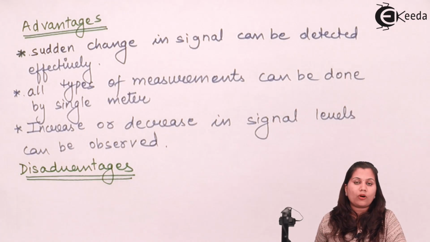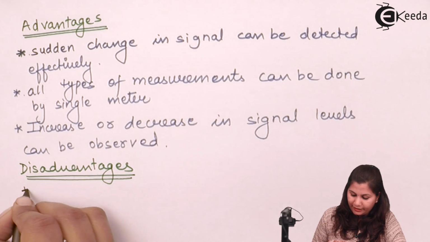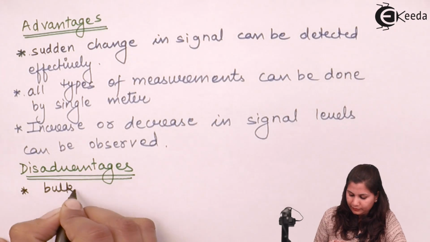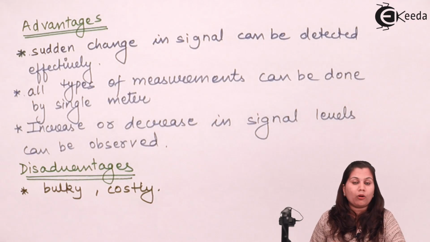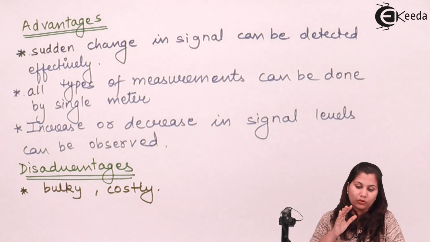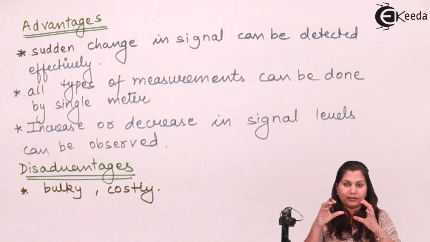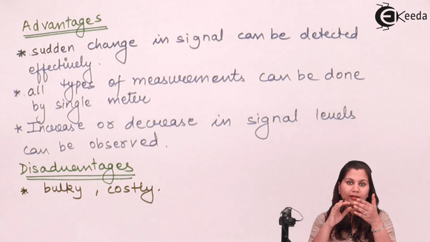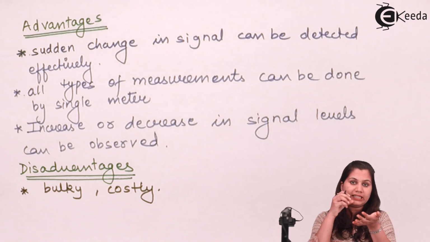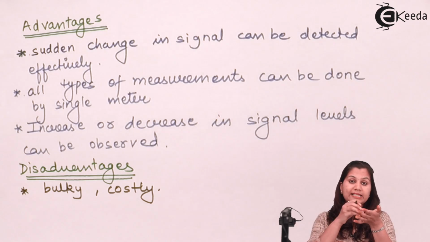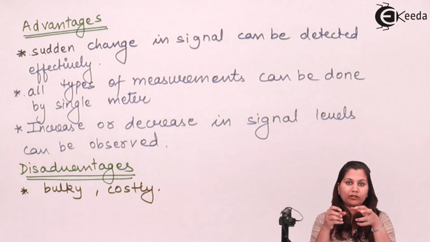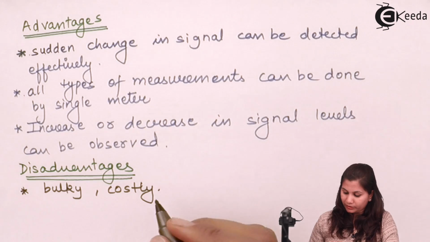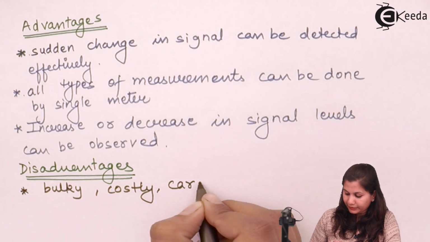The disadvantages of analog multimeters are that they are very bulky. Also, they are costly. Also, care has to be taken, because the pointer and scale are kept behind a mirror, so that the observer can easily read the scale through that mirror. So we have to handle it carefully, because if the mirror is damaged, the instrument is going to get damaged. So care has to be taken.